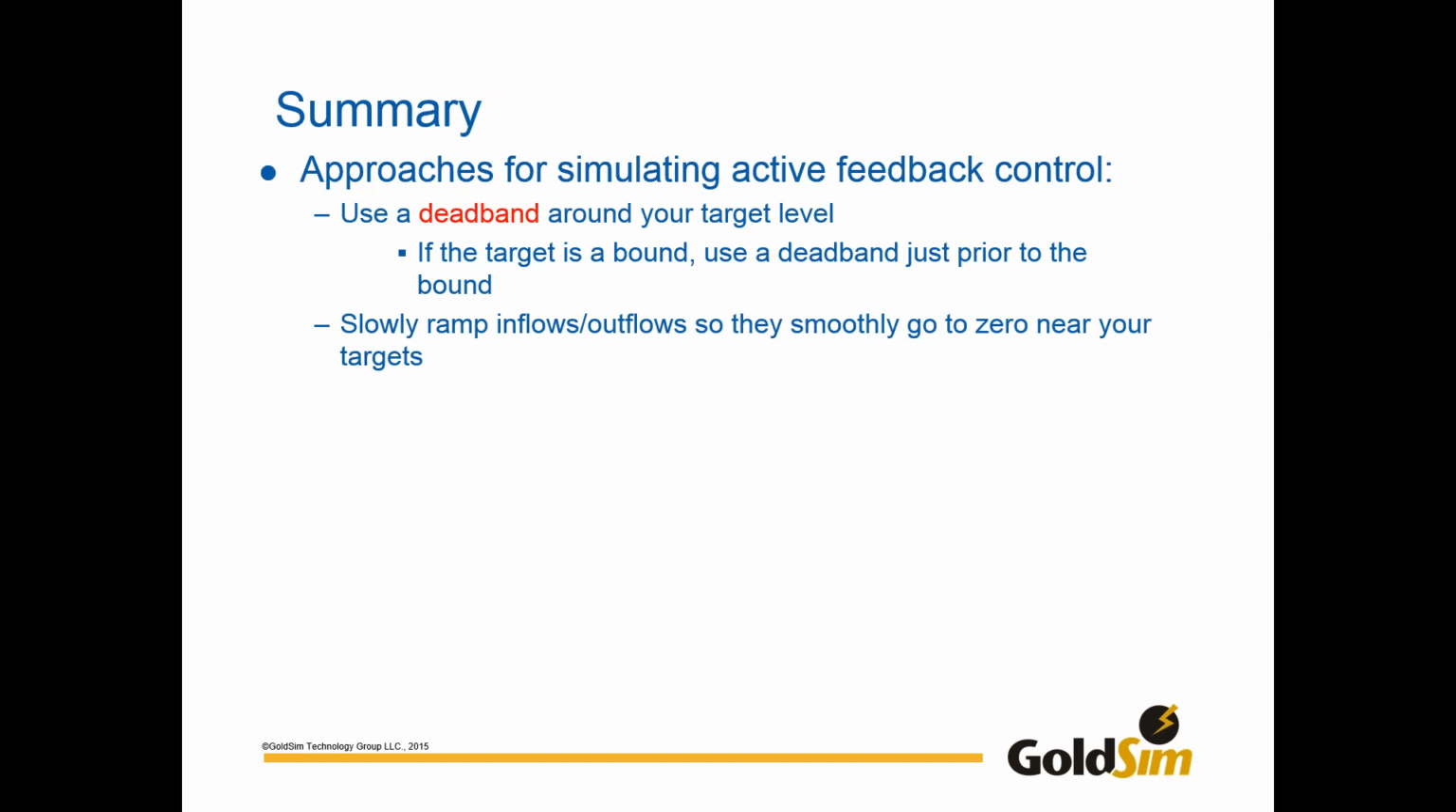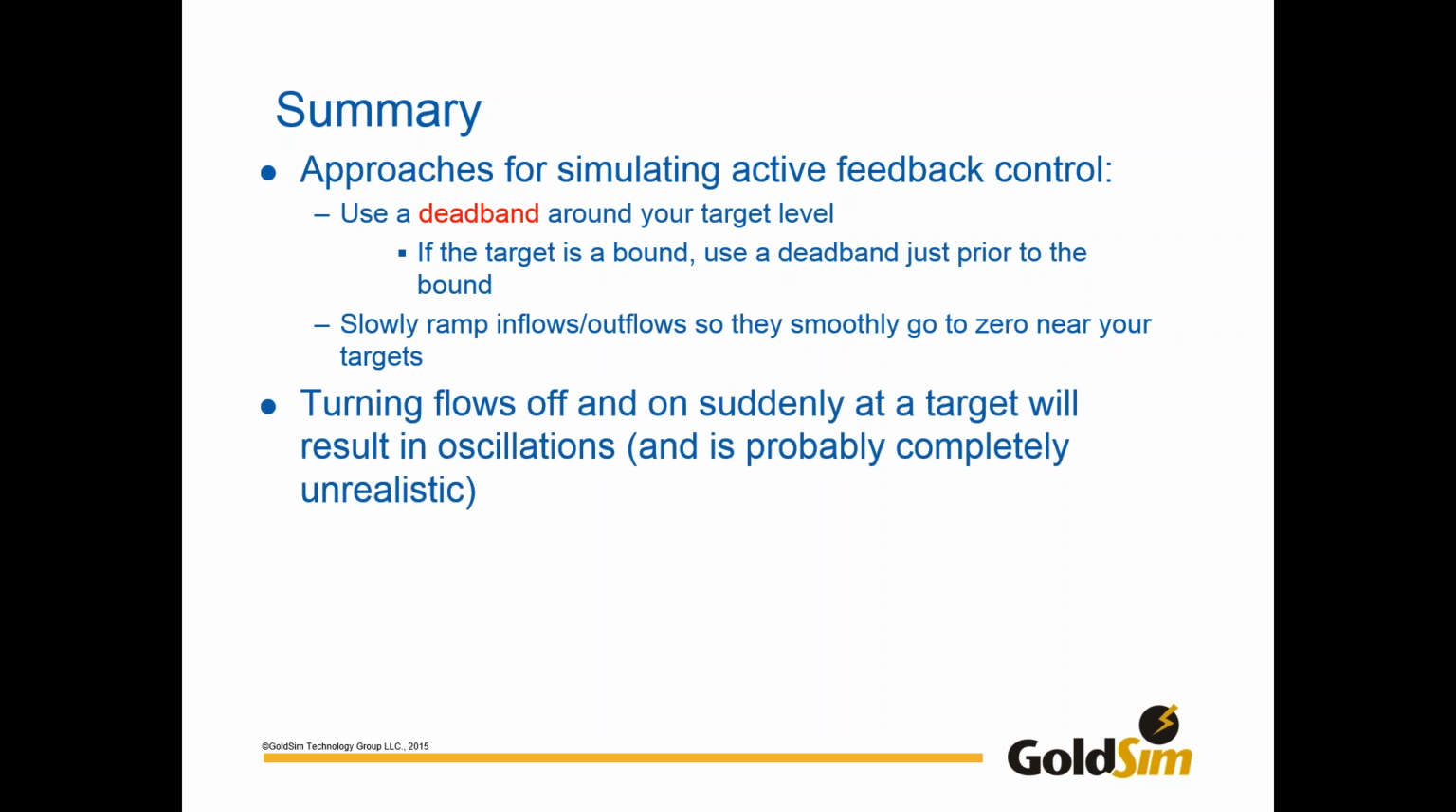You can also slowly ramp inflows and outflows so they smoothly go to zero near your targets, as I just showed you right there. So there's another approach to dealing with active feedback control. But the thing you have to keep in mind, turning things on and off at one level, water above 300, turn it on, water below 300, turn it off, is going to result in oscillations. But more importantly, it's totally unrealistic. It's very unlikely that your real system is designed to work that way. And that's really the take-home message.